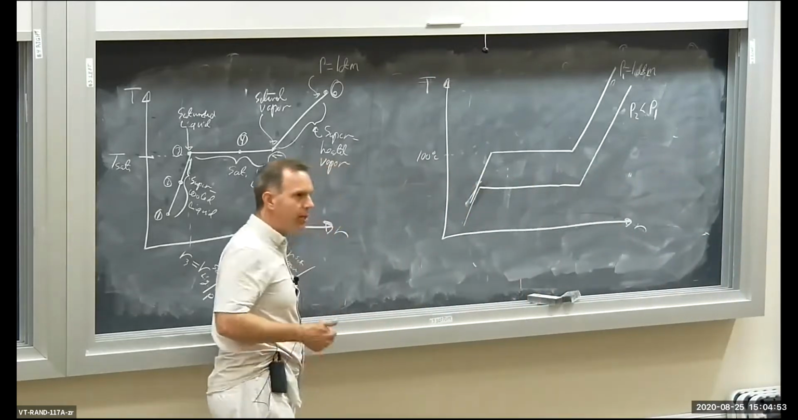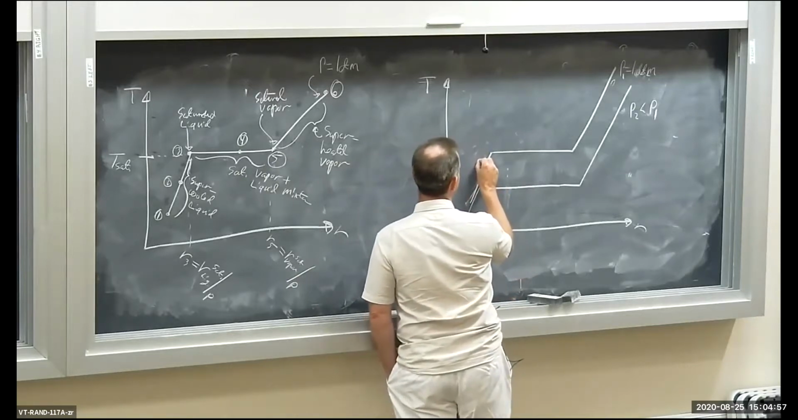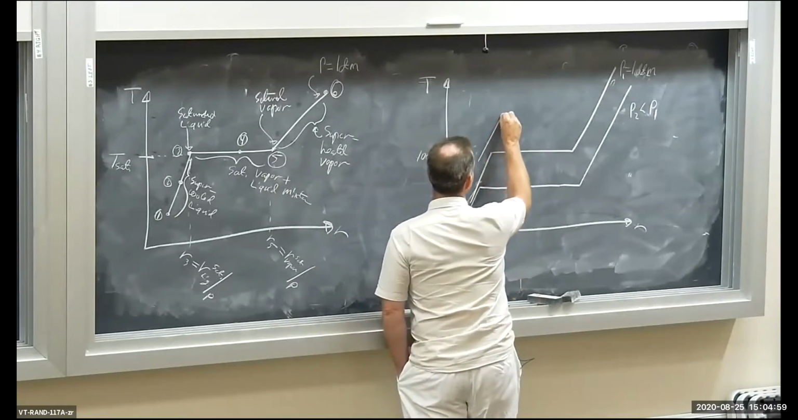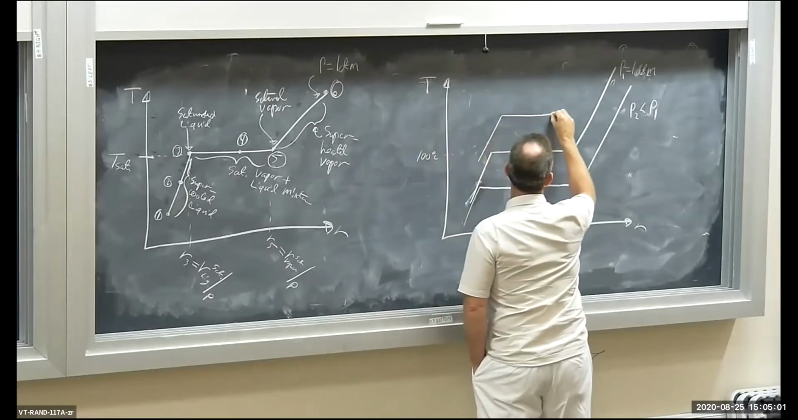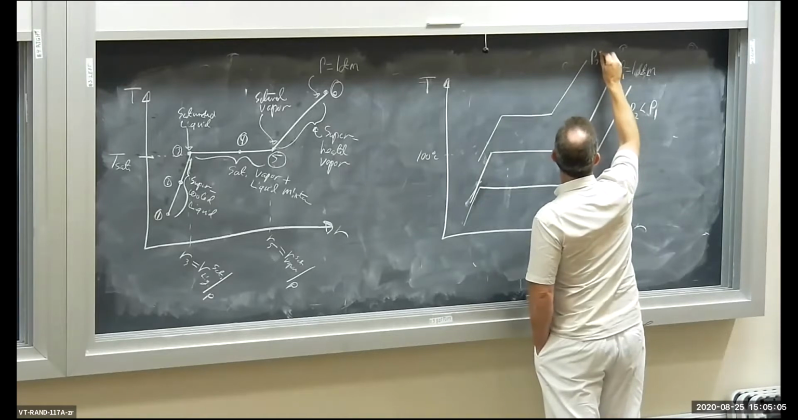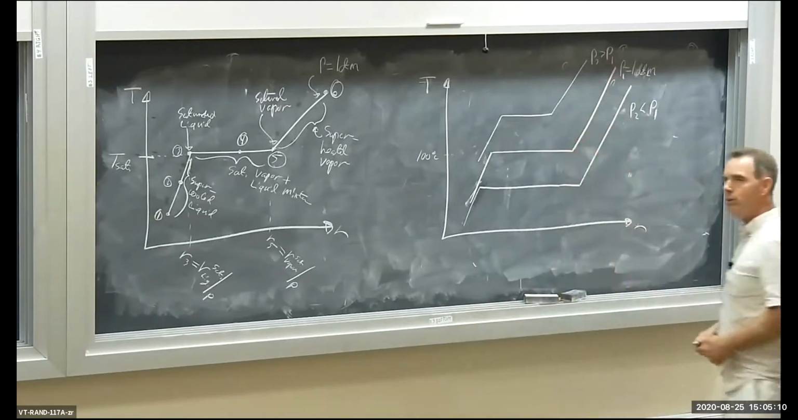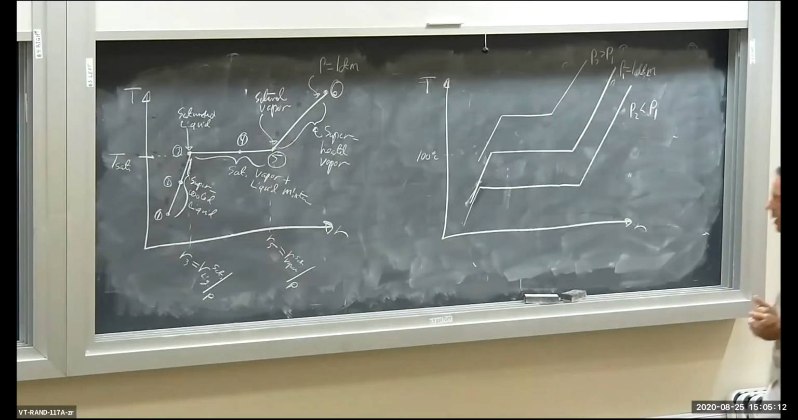And now let's increase the pressure. So this is P3, which is greater than P1. You increase the pressure, and the boiling or saturation temperature goes up.